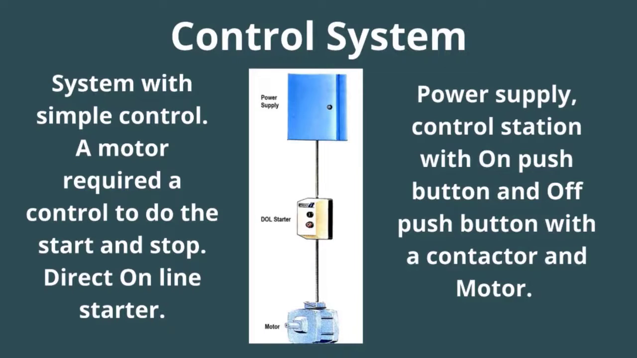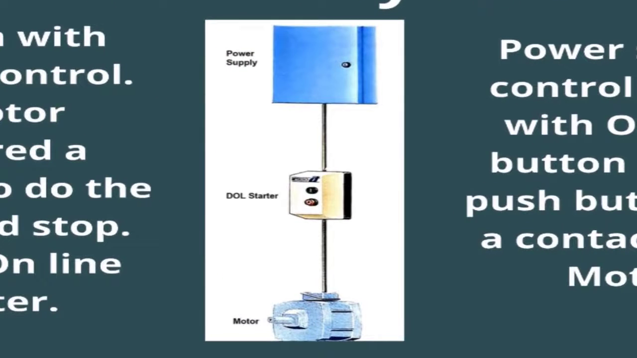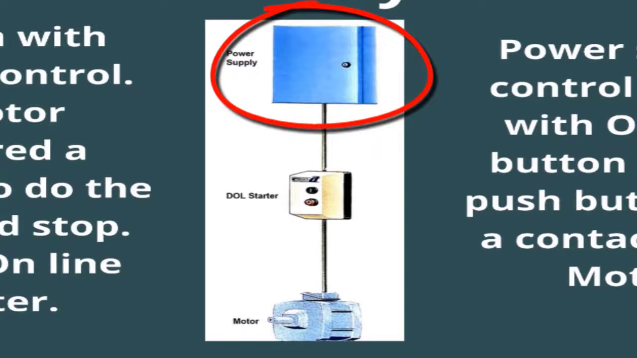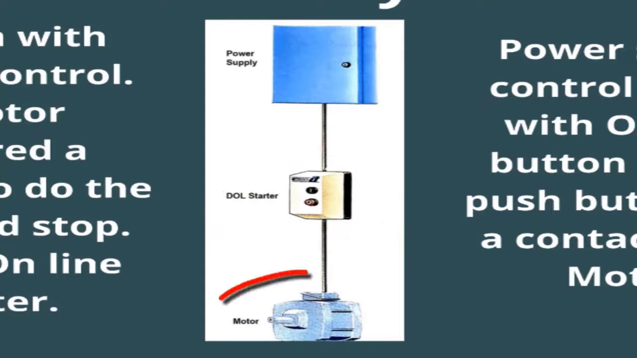The system with simple control logic. One motor needs control to do the start and stop. This is called a direct online starter. Here you can see the power supply. The control station contains on/off push switches, a contactor and a motor.